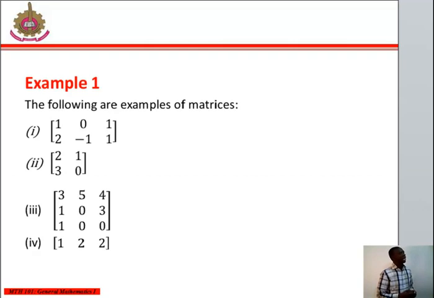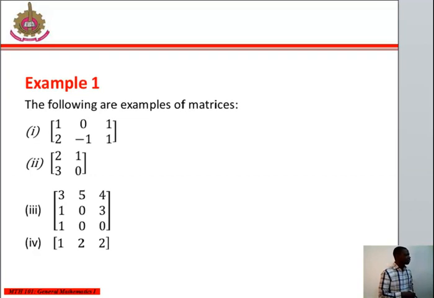As you can see, example 1. The first example is showing a matrix with 3 columns. It has 3 columns and it has 2 rows. So that's an example of a matrix. The second example has 2 rows and 2 columns. It means that it has the same number of rows and the same number of columns. The second example is a 2 by 2 matrix.